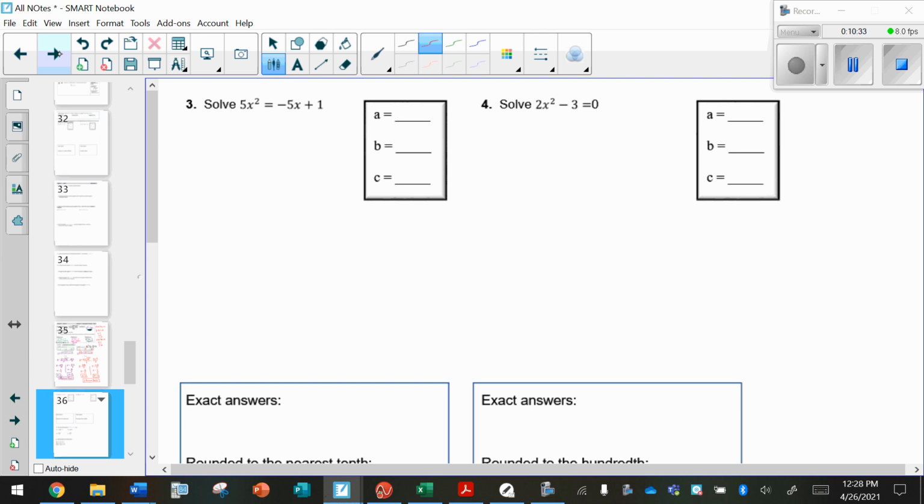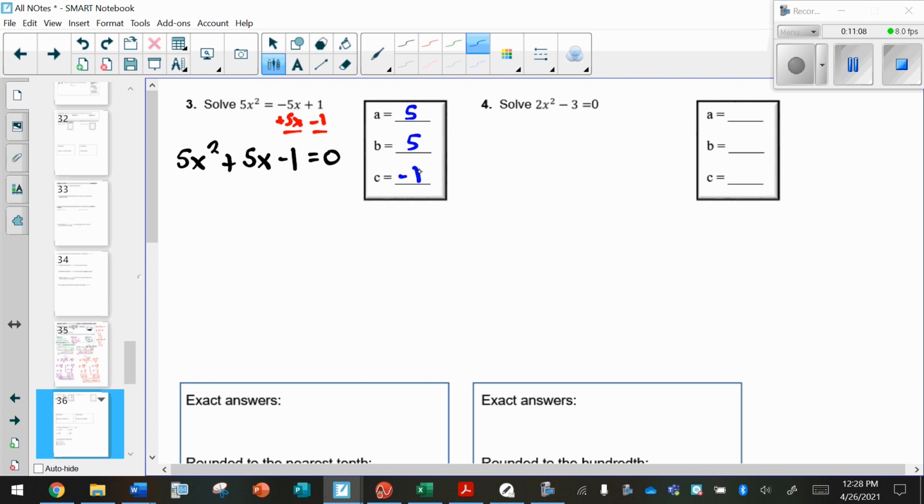5x squared equals negative 5x plus 1. First rule we need to do is get it equal to 0. Obviously, I meant 0. Get it equal to 0. So we're going to add the 5x over and subtract the 1. So it becomes 5x squared plus 5x minus 1 equals 0. That means my a value is 5, my b value is 5, and c is negative 1.